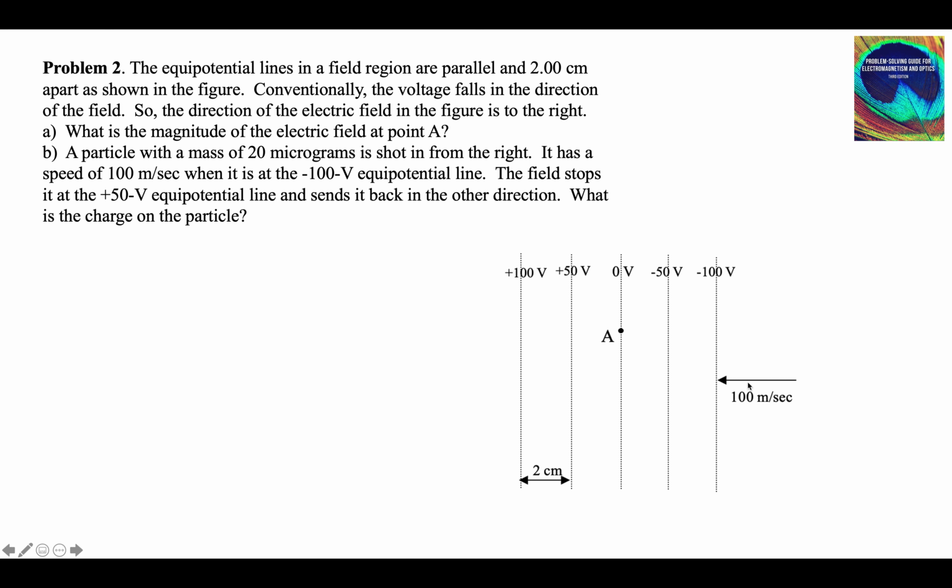We know the particle's got to be positive because the force is to the right, the field is to the right, particle must be positive. We have to figure out the magnitude, but let's focus on part A. We already have a good diagram.